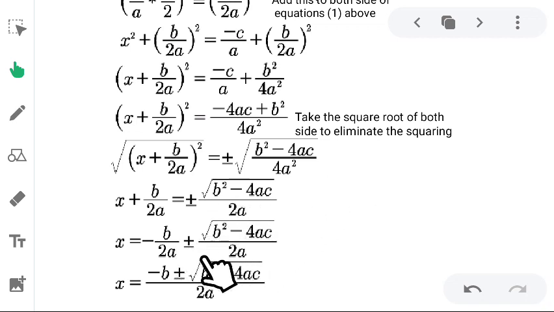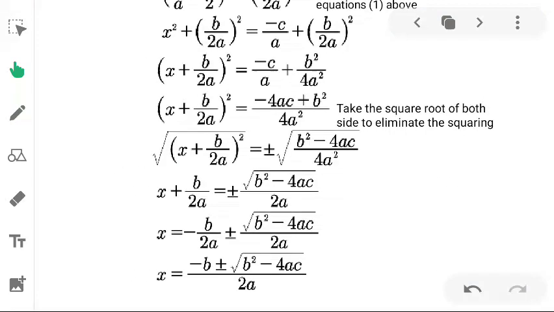So you consider taking the LCM on both sides. The LCM of 2a and 2a is 2a. You have 2a in 2a as 1. 1 times minus b as minus b, plus or minus. 2a in 2a is 1. 1 times the square root of b squared minus 4ac will still give you back the square root of b squared minus 4ac. This is the formula for calculating quadratic equations, which was derived from the completing the square method of solving quadratic equations. The formula is now x equals minus b plus or minus the square root of b squared minus 4ac over 2a.